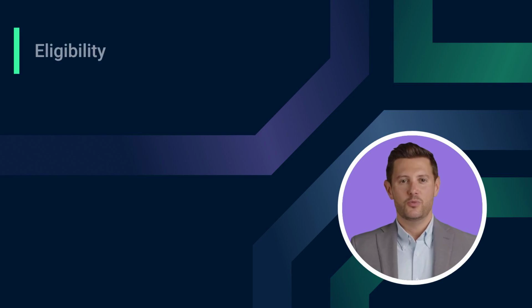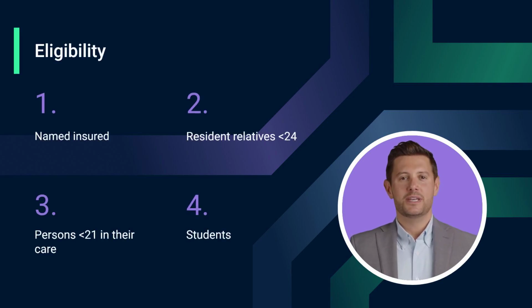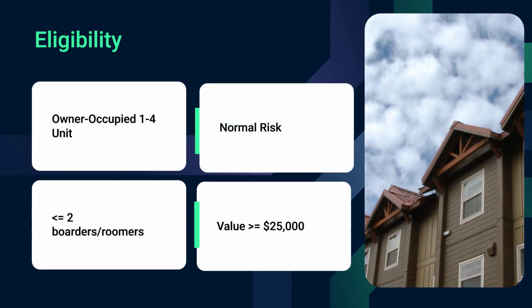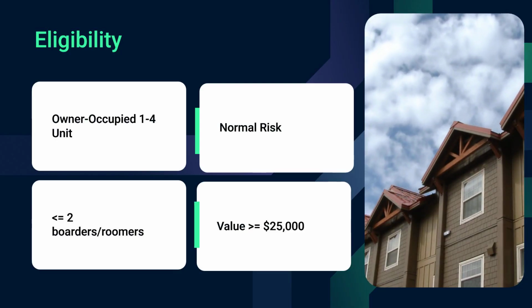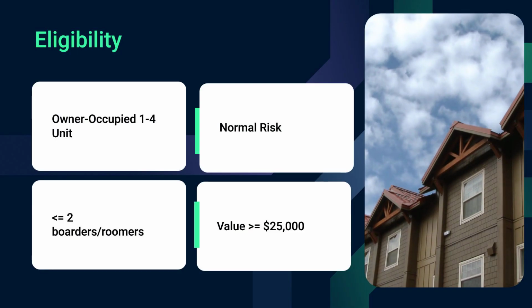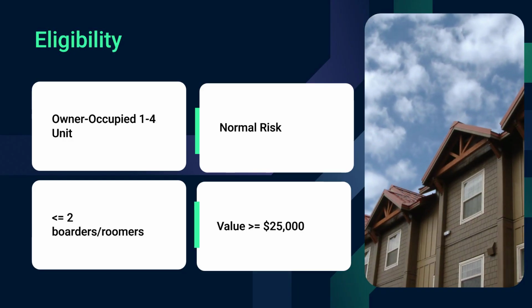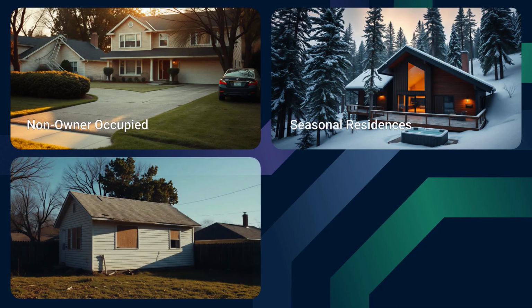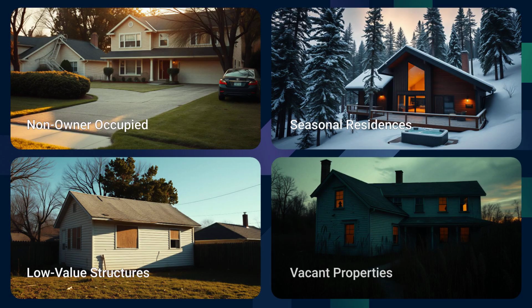Who can be insured under homeowners? The named insured plus resident relatives that are younger than 24, persons under 21 in their care, and students. What makes the dwelling eligible for homeowners policies? It must be a 1 to 4 unit, owner-occupied, normal risk, have a value over $25,000, and house only 1 to 2 renters. What makes the policy ineligible for a homeowner's policy? If it is non-owner occupied, seasonal, vacation, vacant, low value, or a high-risk structure, the policy must be covered by a dwelling property policy, also known as DP.